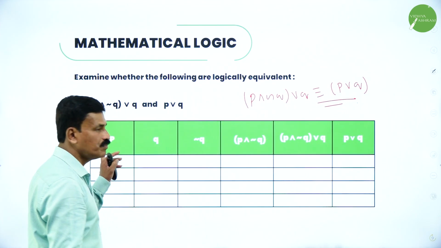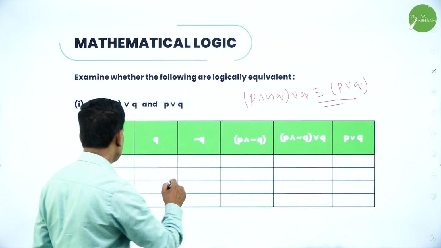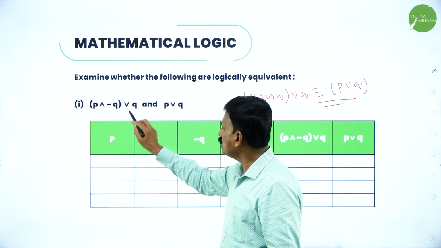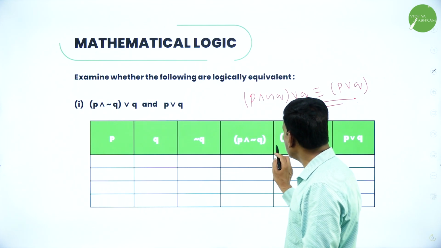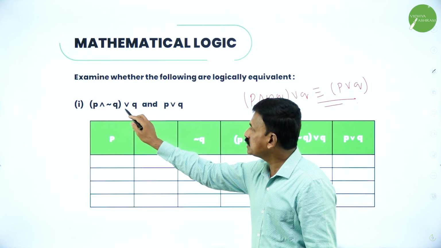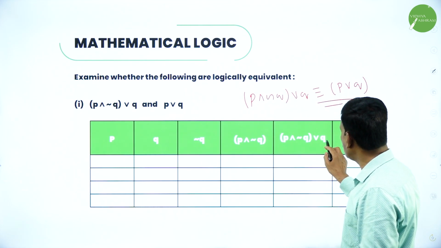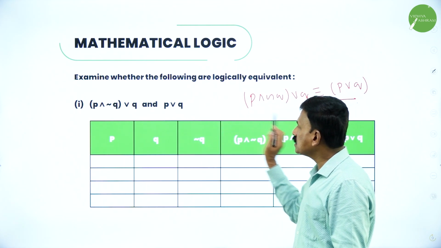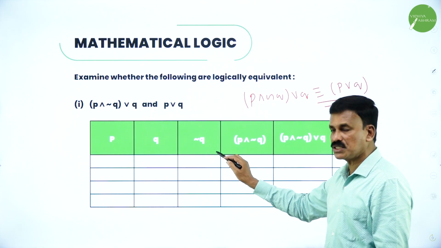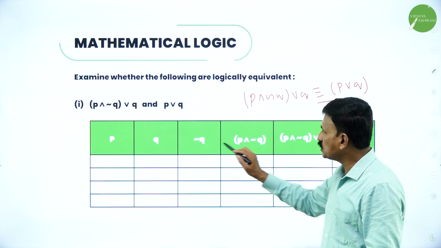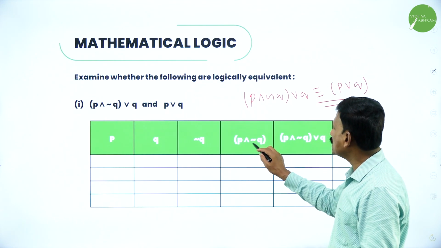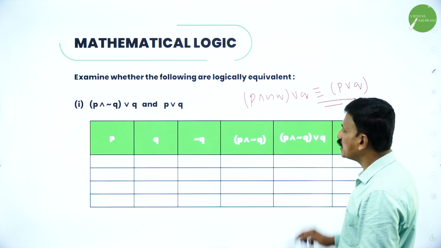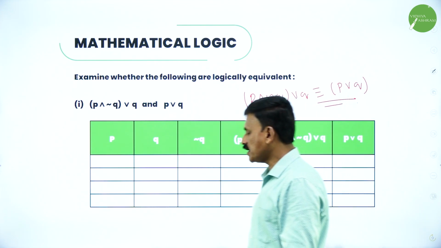So, here first P, then Q. Let us write first P, then Q, negation of Q, then P conjunction negation Q, again P conjunction negation Q disjunction Q, and P disjunction Q. Now, write the truth values.